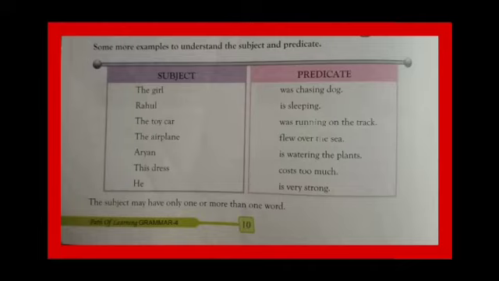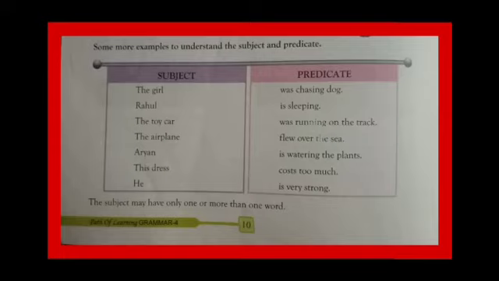The toy car was running on the track. What was running on the track? The toy car. So the sentence is about the toy car. Hence, the toy car is the subject and was running on the track is the predicate of the sentence. The airplane flew over the sea. The airplane is the subject and flew over the sea is the predicate. Aryan is watering the plant. Who is watering the plant? Aryan. So this sentence is about Aryan. And watering the plant is the predicate.